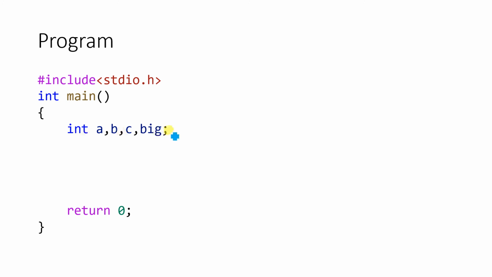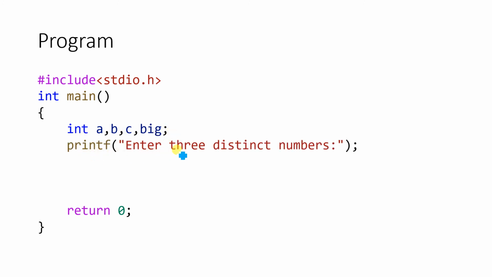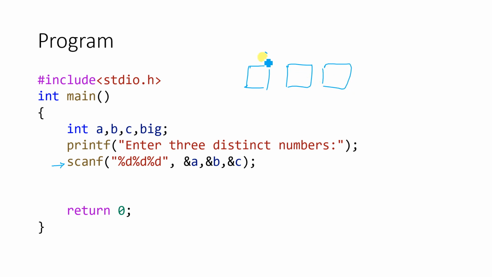After declaring these 4 variables, what we'll do is read the 3 variables from the user. So I have written enter 3 distinct numbers. Whenever the user enters 3 distinct numbers, with the help of the scanf statement, I will store all these 3 numbers in A, B, C. So A, B, C, big, 4 variables get created, and whenever 3 numbers have been entered by the user, let's say 5, 10 and 30, I'll store them in A, B, C.